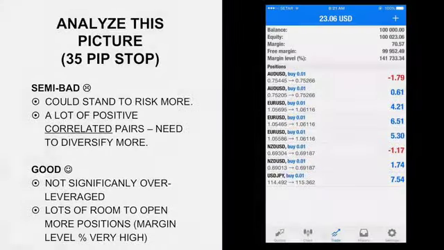We're getting better. Now, again, 35 pip stop required for this one. What's semi-bad? They actually could stand to risk more. They're doing so well, they could actually stand to risk more. There's a lot of positive correlated pairs, meaning when I say positive correlated pairs, they have a lot of pairs that move the same way. For example, they've got Euro USD in there, and they've got AUD USD, and they got NZD USD.